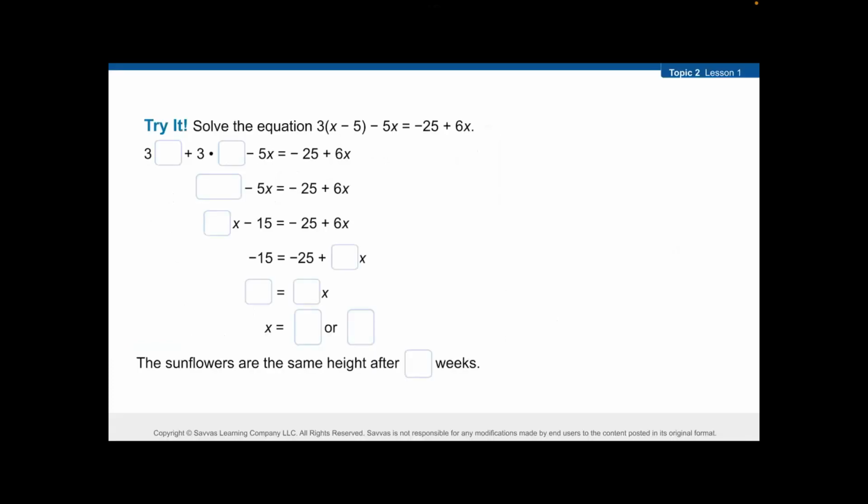Here is a problem for you to try. Make sure you distribute first, combine like terms, and then solve it like a problem with an x on both sides. See if you can get the correct answer.